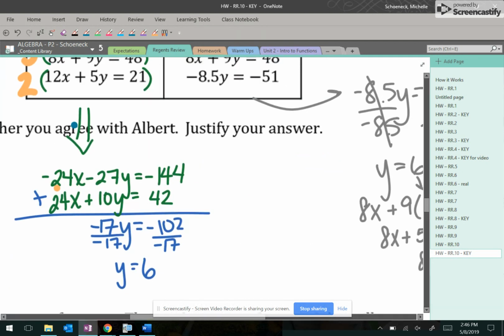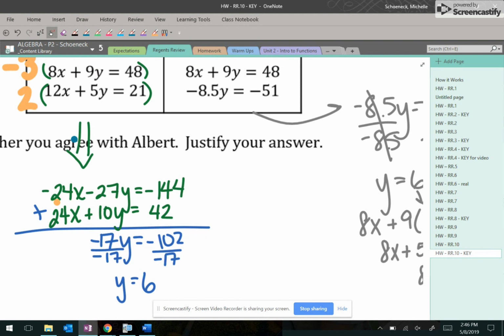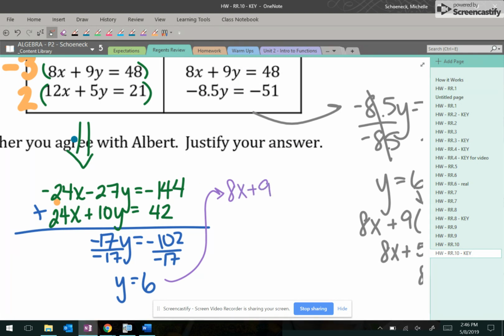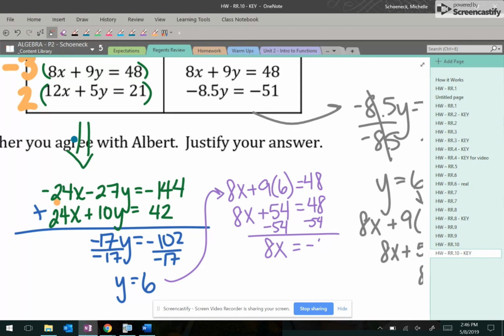Now remember how we find our second value. We're going to take it and substitute it in for x. Or I mean for y in this case. So 8x plus 9 times 6 equals 48, or 8x plus 54 equals 48. Subtract 54 on both sides, and I get 8x is equal to -6. Divide both sides by 8, and I get that x is -3/4.